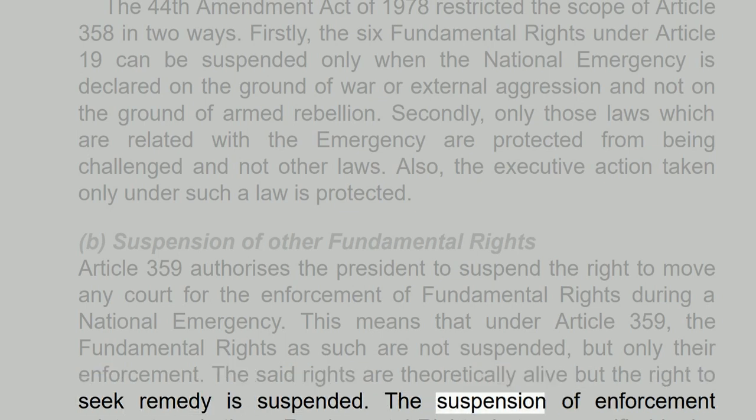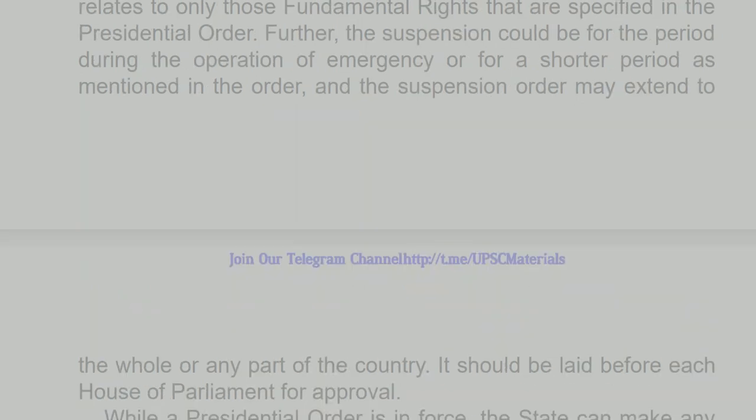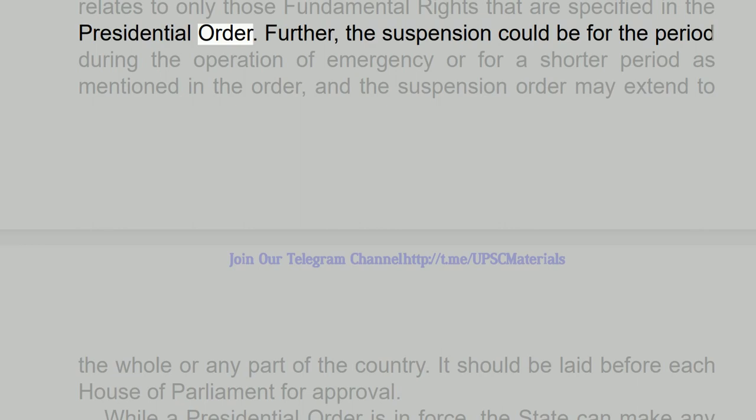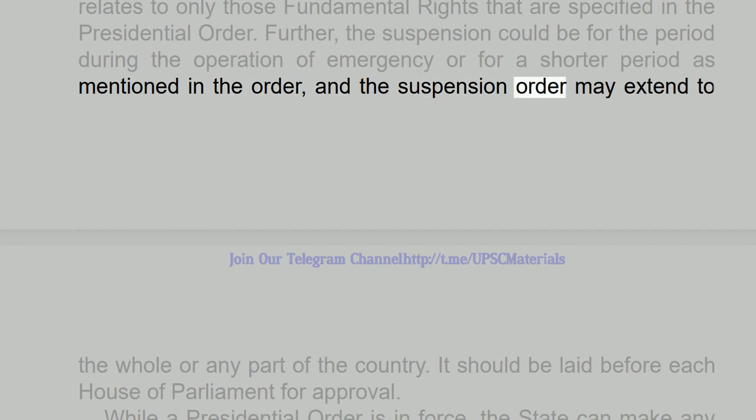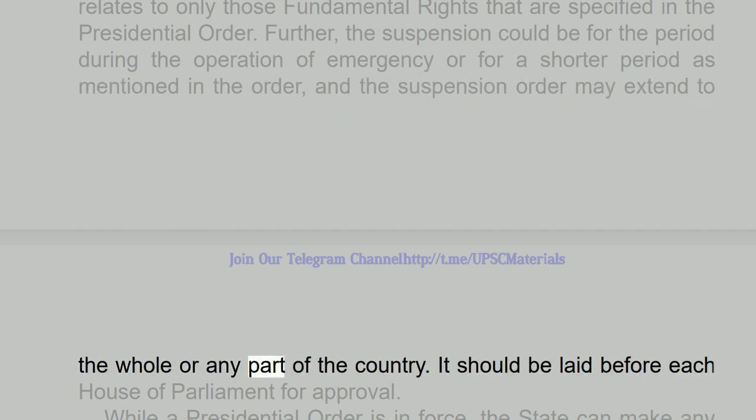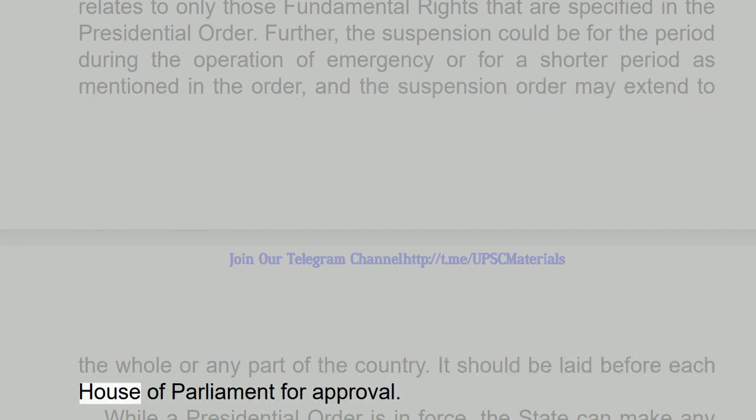The suspension of enforcement relates to only those fundamental rights that are specified in the presidential order. Further, the suspension could be for the period during the operation of emergency or for a shorter period as mentioned in the order, and the suspension order may extend to the whole or any part of the country. It should be laid before each House of Parliament for approval.